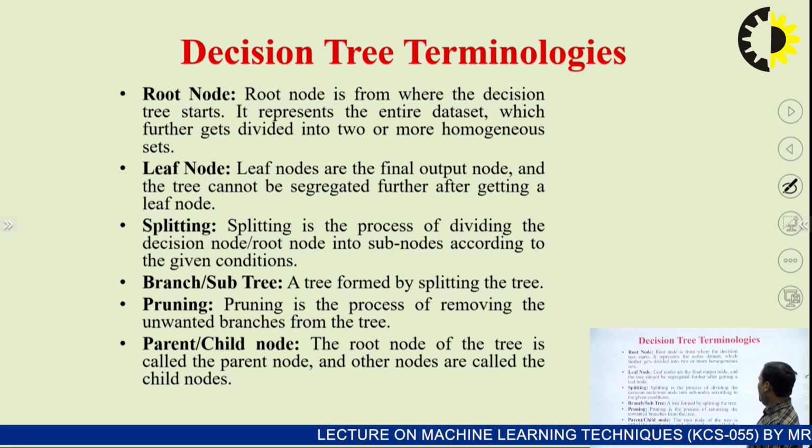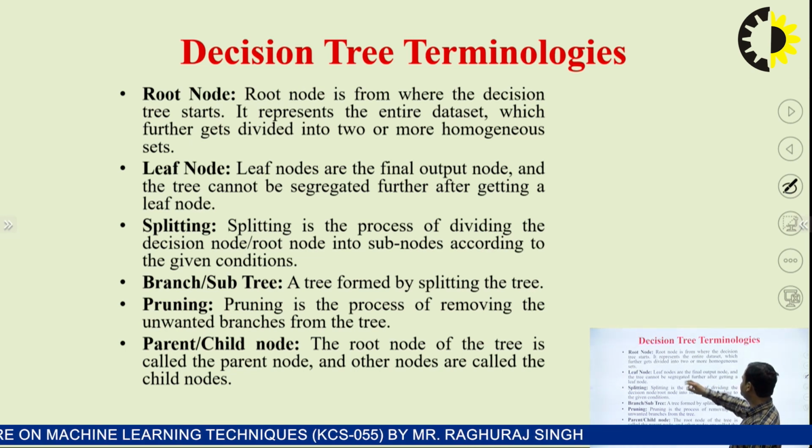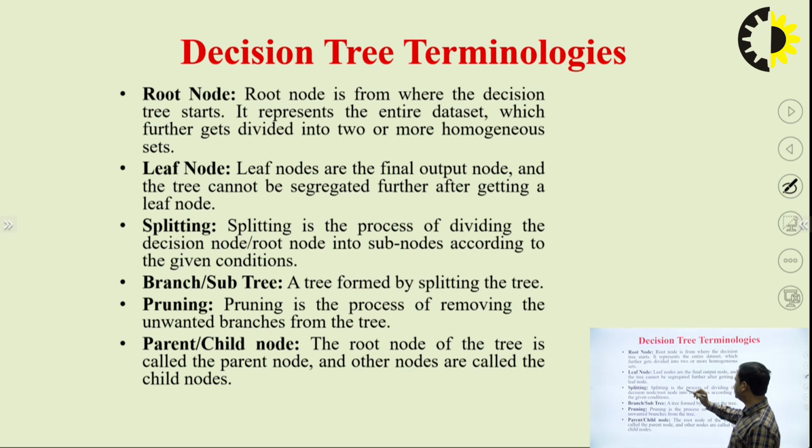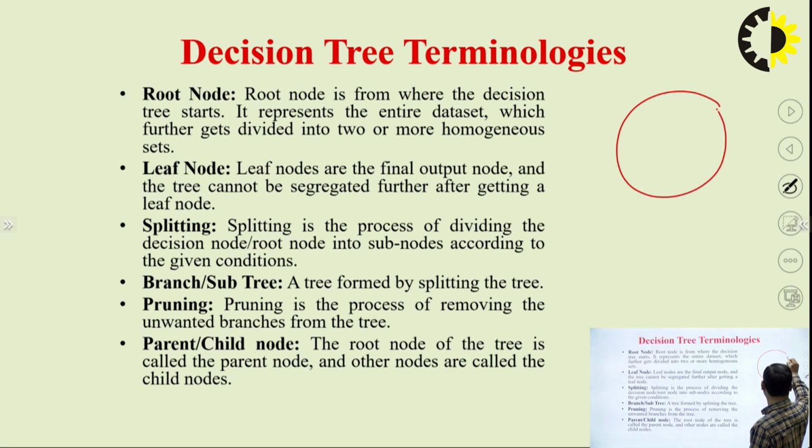So basically, the root node is where the decision tree starts. The root node is the particular starting point of the tree. So if we have a decision tree, this particular node represents the root node.